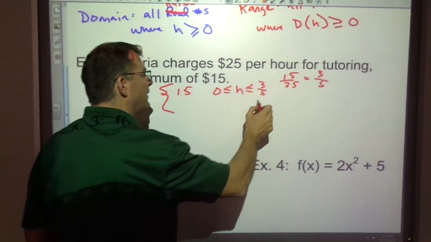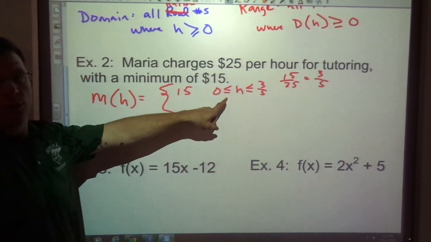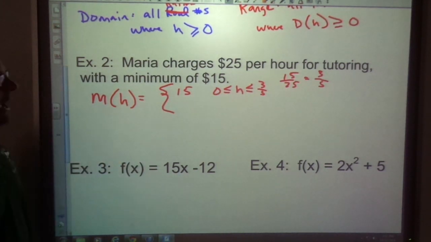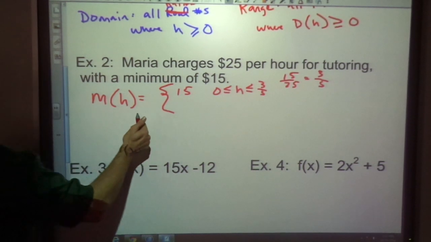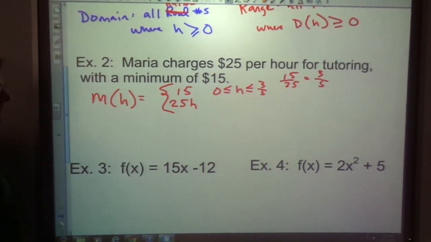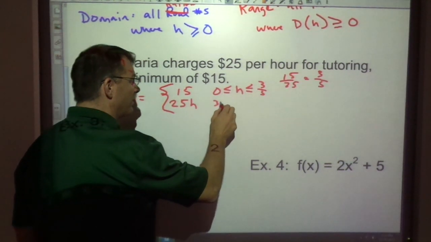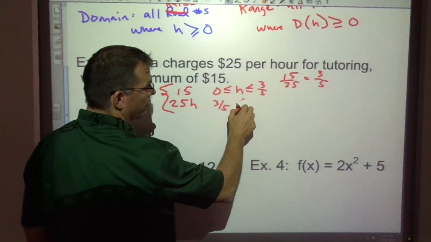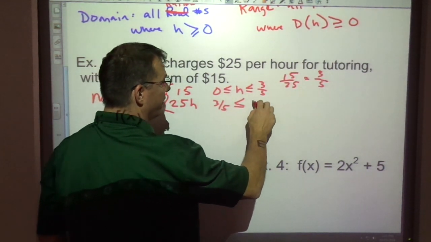3/5 of an hour, even if she works 1/5 of an hour, or if she works 5 minutes, she's going to make $15. After that, she's going to make $25 per hour from 3/5 of an hour up. So as long as her hours are greater than or equal to 3/5.